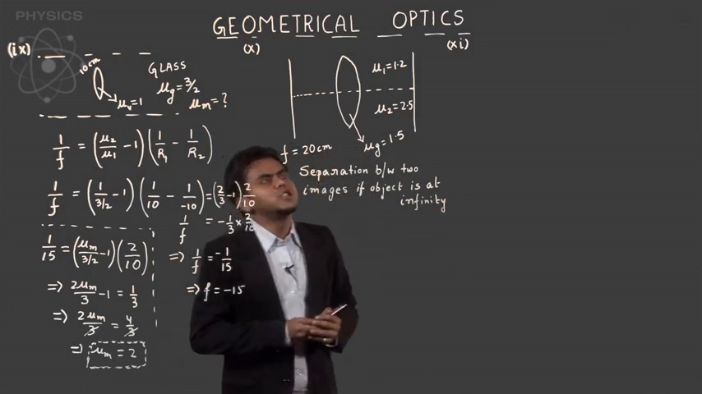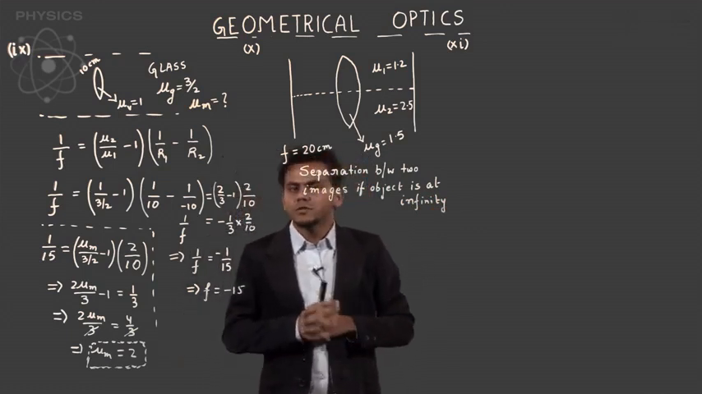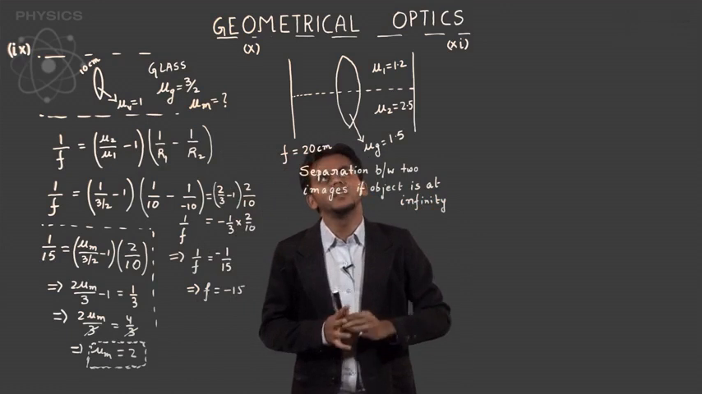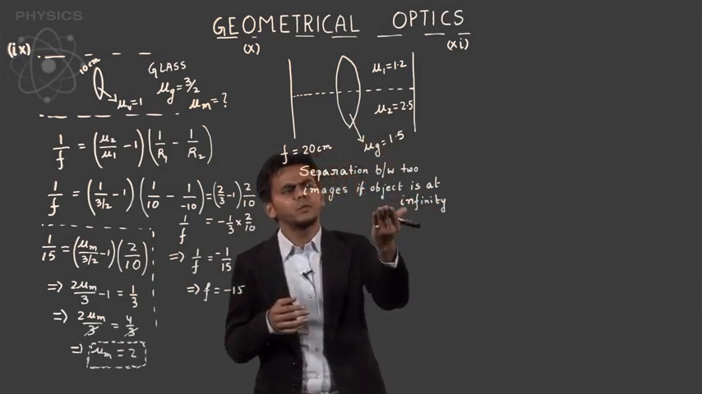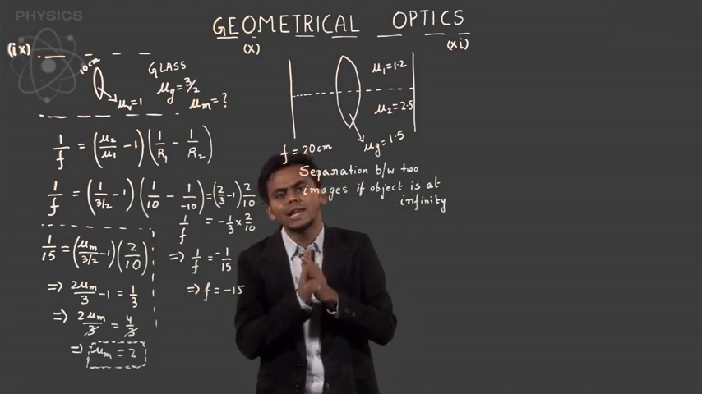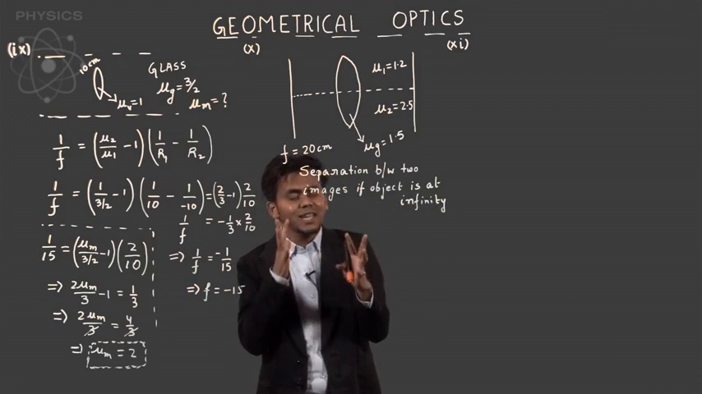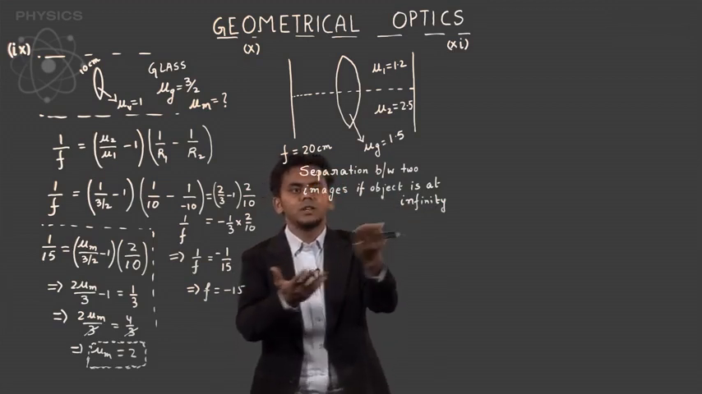Now what I should do is apply my lens maker's formula and find out the focal length value for both the situations, because that would give me the position of image if the object is kept at infinity. Those focal lengths would give me the location of the image, and then I can subtract them to get you the separation between the two images.